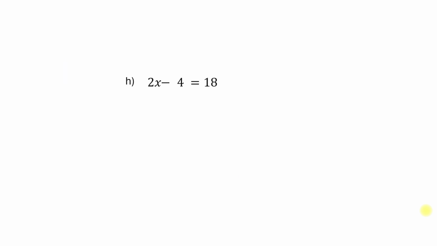2x minus 4 equals 18. Once again, we want to isolate the variable on the left-hand side and have the numbers on the right-hand side. So we'll take that negative 4 and we'll bring it over to the other side where it becomes a positive 4. 2x equals 18 plus 4. 2x equals 22. If 2 times x equals 22, then x by itself equals 22 divided by 2 for a final answer of 11.